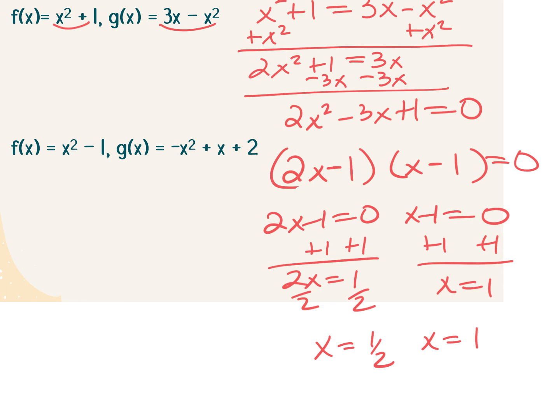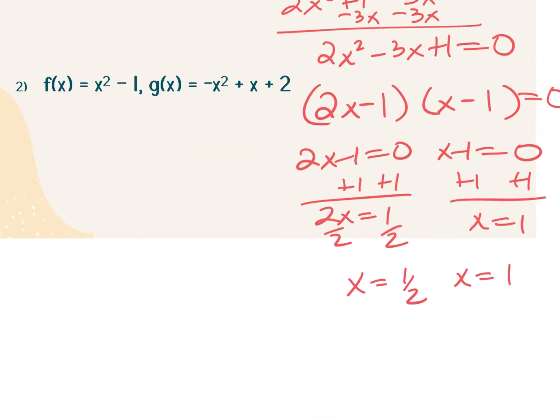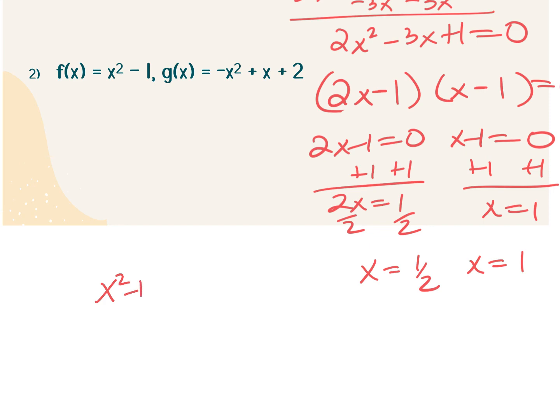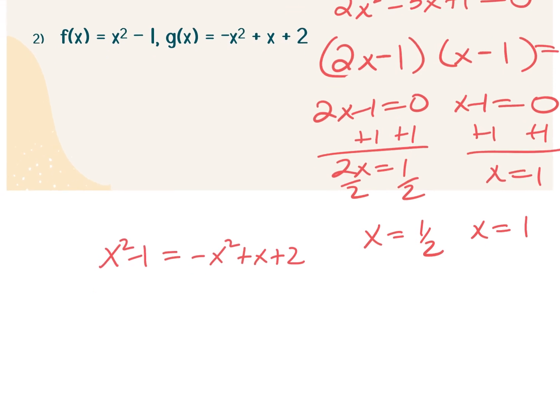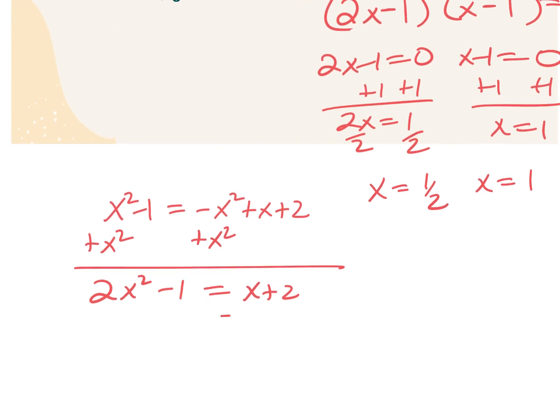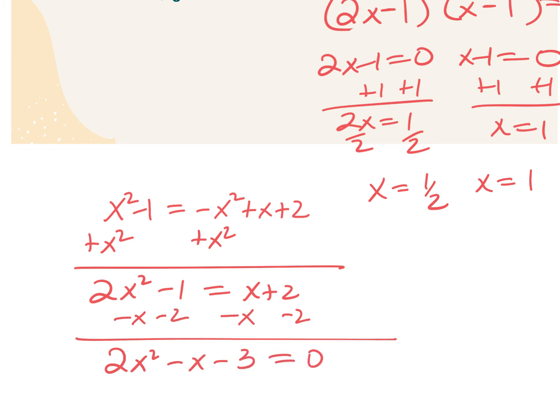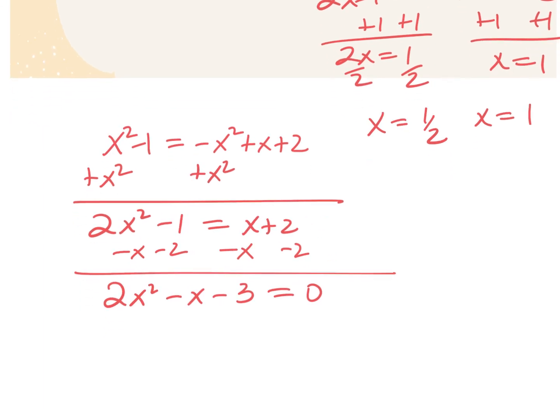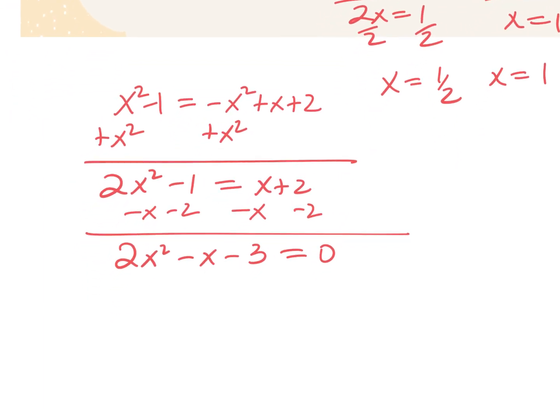I'm going to do the same thing on number 2. So I'm going to set x squared minus 1 equal to negative x squared plus x plus 2. So now I'm going to get my like terms together. 2x squared minus 1 equals x plus 2. I now need to move the x over and the 2 over. I could try to do it at the same time. So now I get 2x squared minus x minus 3 equals 0. Again, I got to factor this thing.